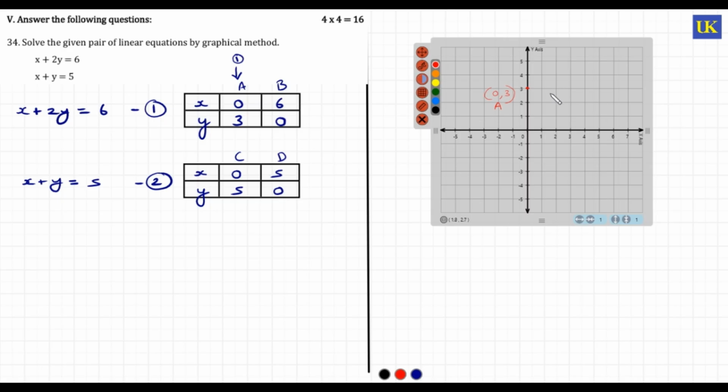Okay, now let's see B coordinate. We need to see like this, guys. So this is x and y. So x is 6, y is 0. So y is 0 and x is 6. So the coordinate will be here 6. Let me just make it like this so that you can easily see them. So this is our B coordinate, which is x is 6 and y is 0. Okay, and what we need to do is we need to join both these points now.